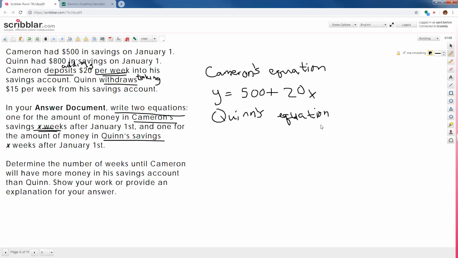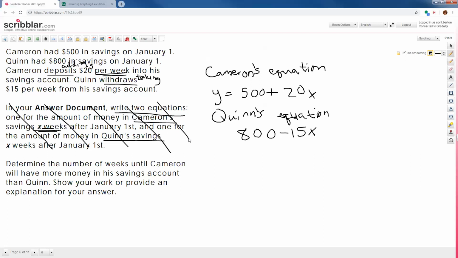So Quinn's equation, we're going to do the same thing. How much does he start with? He started off with $800. And then is he putting money in or is he taking money out? He's taking $15 out per week. 15 out per week. So we use a minus this time. So as you go, you can say, okay, I've answered all the questions for this paragraph. I wrote Cameron's equation. I wrote Quinn's equation.